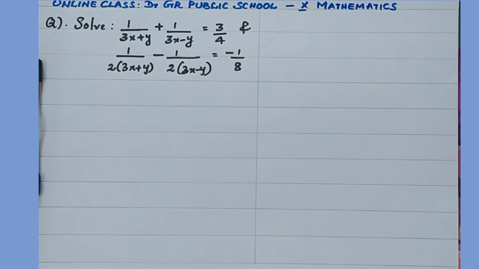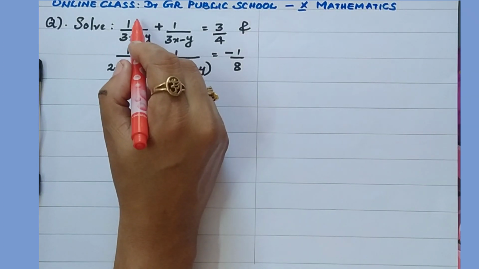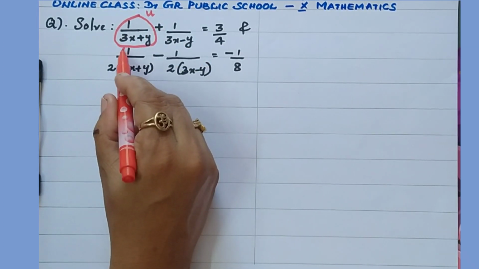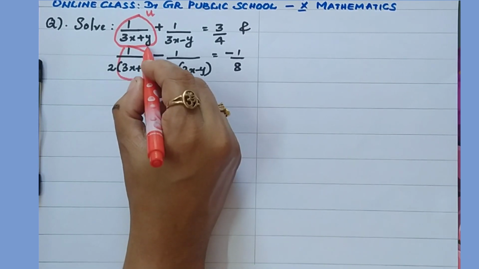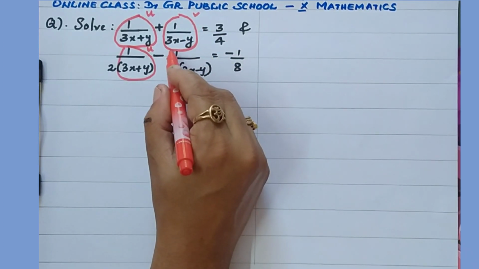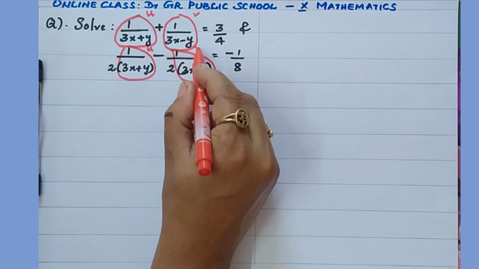Solve 1 by 3x plus y plus 1 by 3x minus y equal to 3 by 4, and the second equation 1 by 2 into 3x plus y minus 1 by 2 into 3x minus y equal to minus 1 by 8. Looking at this equation, you can see that they are not linear equations but can be reduced by making proper substitution. What is the substitution you can make here? Put 1 by 3x plus y as u. Here also 1 by 3x plus y, you can substitute as u. 1 by 3x minus y, you can substitute as v. Here also 1 by 3x minus y, you can substitute as v.